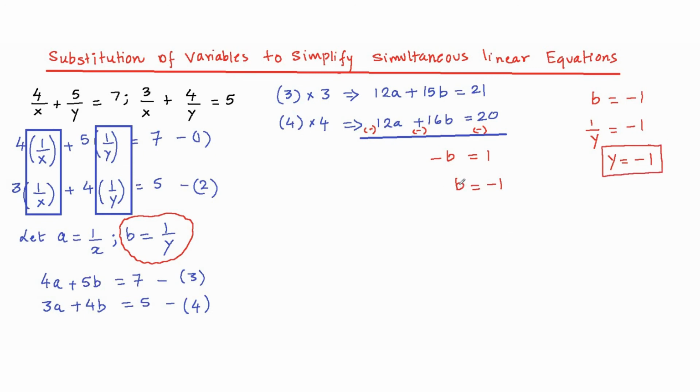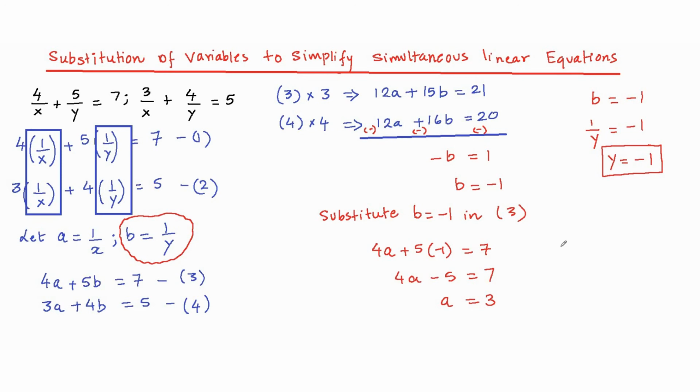Now I can substitute the value of b to get a. So substitute b equal to minus 1 in, say, equation 3, and let's see what I get. 4a plus 5 into minus 1 is equal to 7, which means 4a minus 5 is equal to 7. You can shift the 5 to the right hand side, then divide everything by 4. You get a equal to 3.